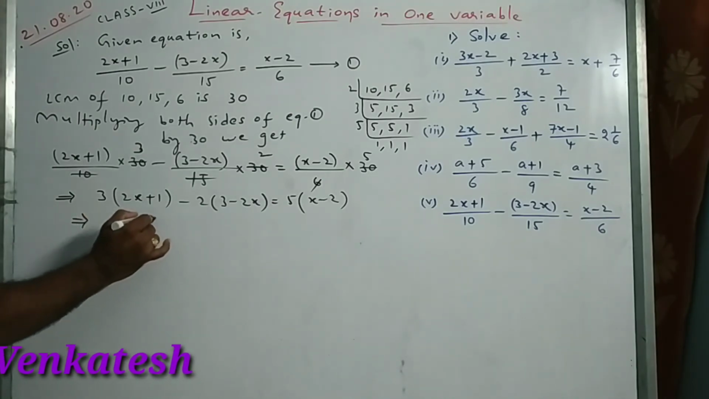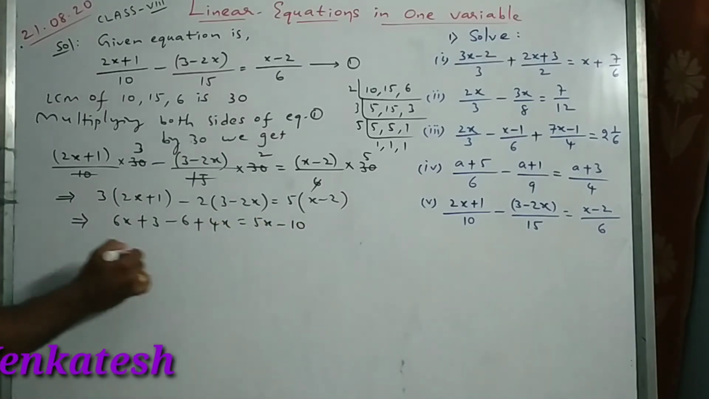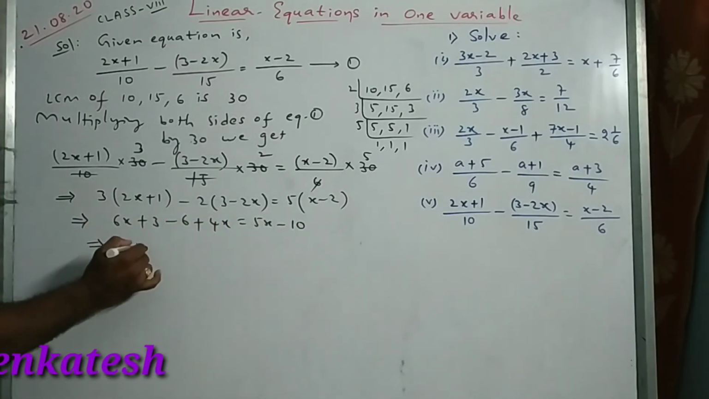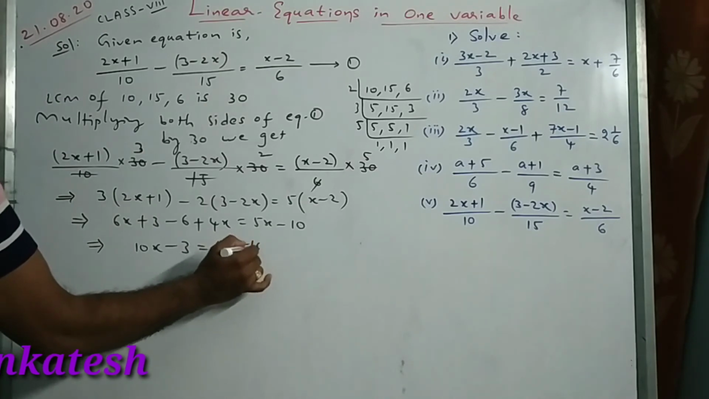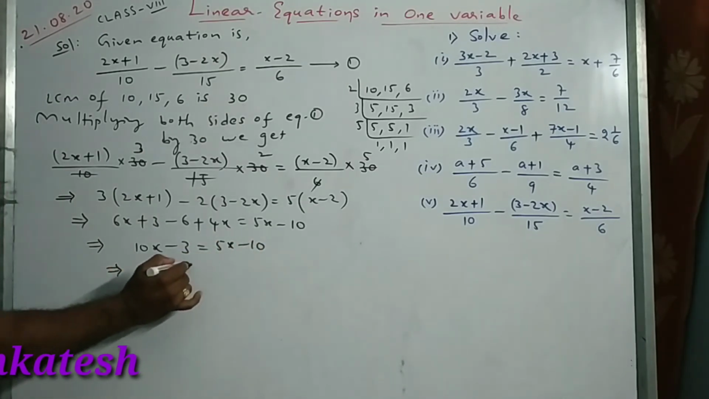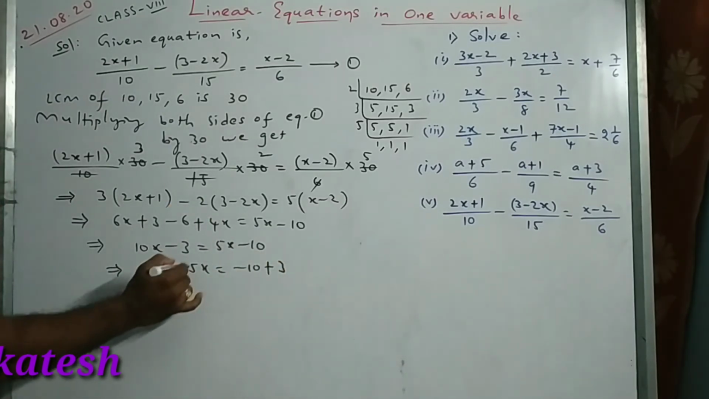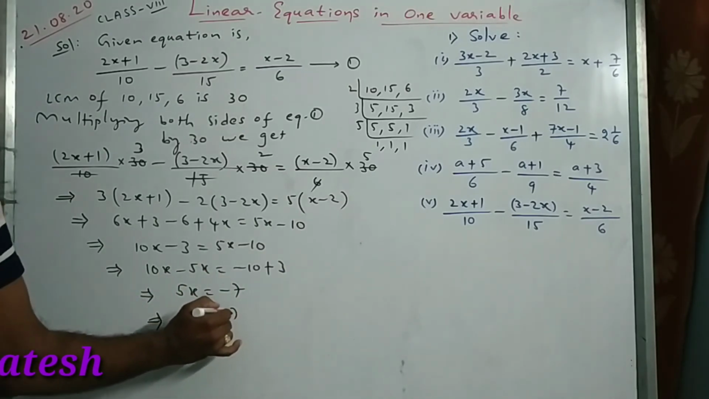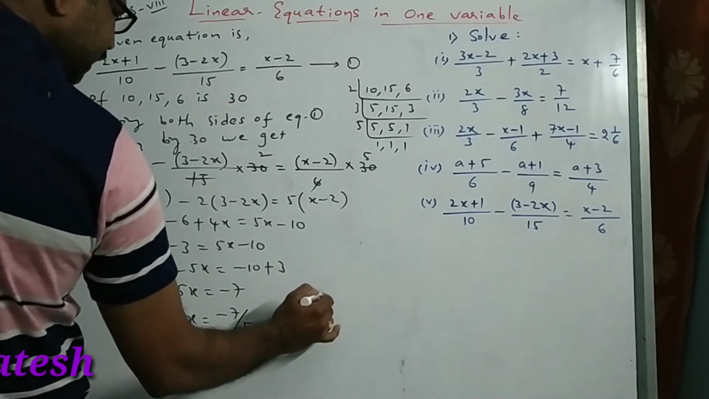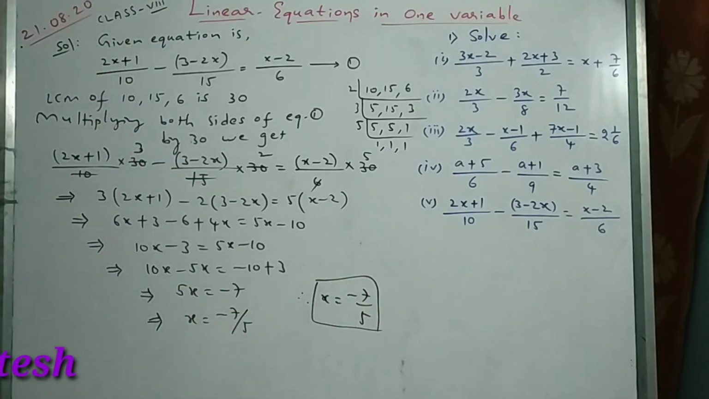So 6x plus 3, minus 6 plus 4x (2 2s are 4), equal to 5x minus 10 (5 2s are 10). 6x plus 4x, 10x, minus 6 plus 3, minus 3. So 10x minus 5x minus 10 minus 3 becomes plus 3. So 10x minus 5x, 5x equal to minus 7. So x equal to minus 7 by 5. Therefore x value is minus 7 by 5. So x equal to minus 7 by 5 is the solution or root of the given equation.